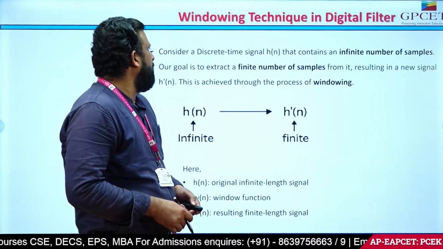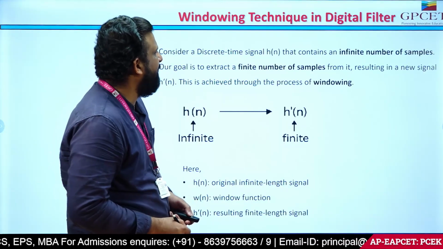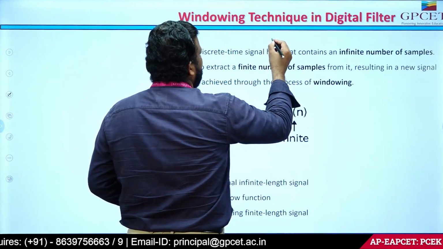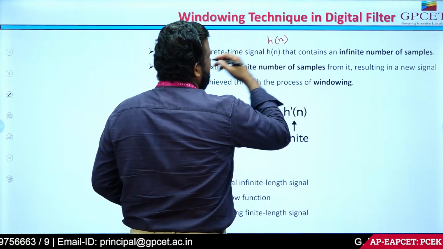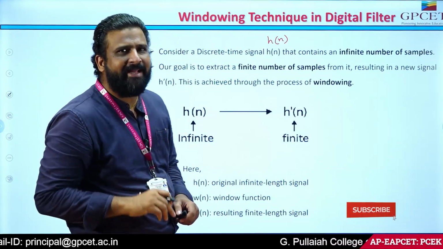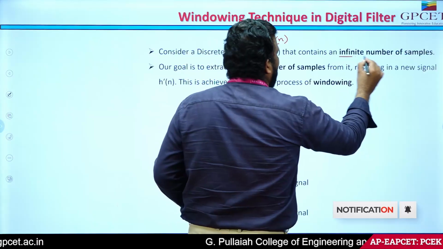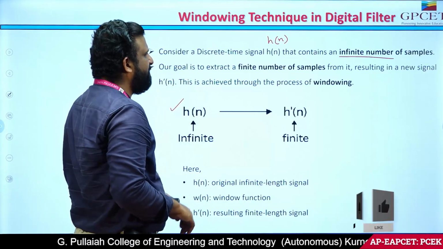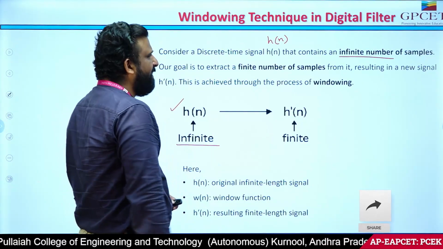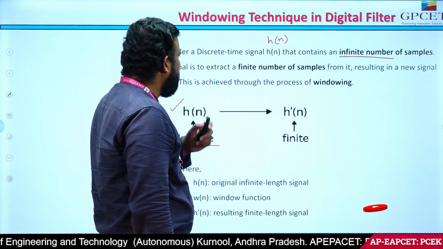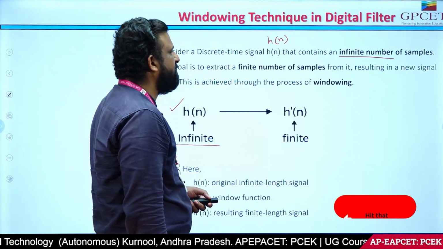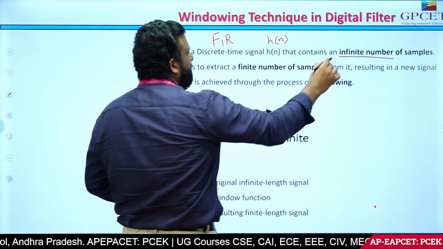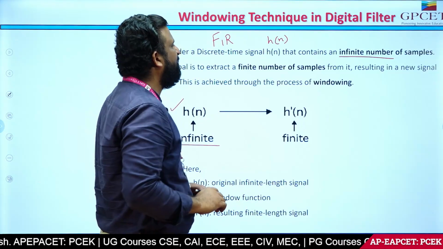If you see here, consider the discrete time signal h of n that contains an infinite number of samples. Now our goal is to extract a finite number of samples. Why? Because we are discussing the design of FIR filter. So that's why I want to convert this infinite number of samples into a finite number of samples.